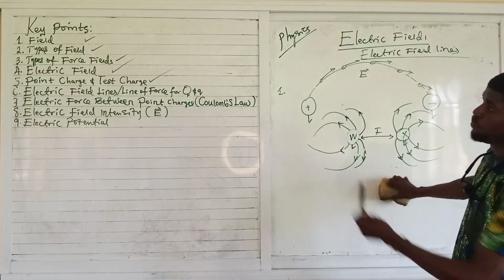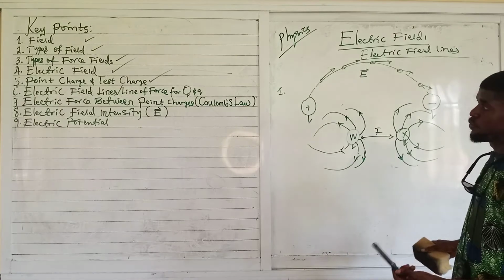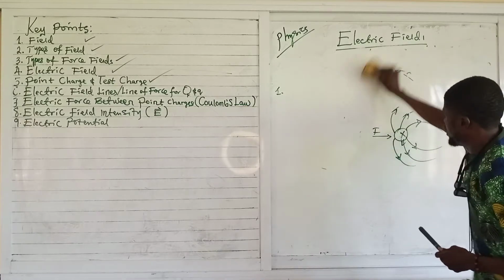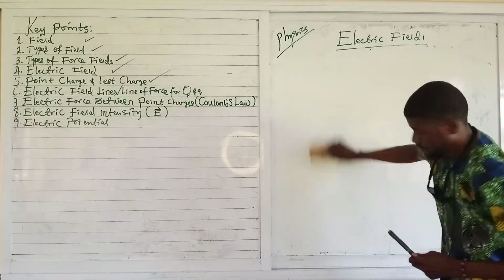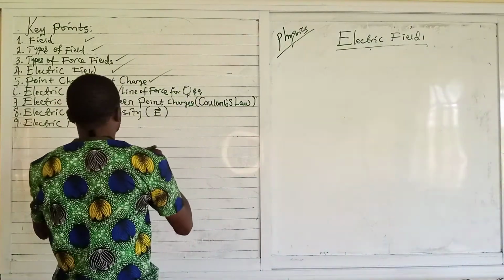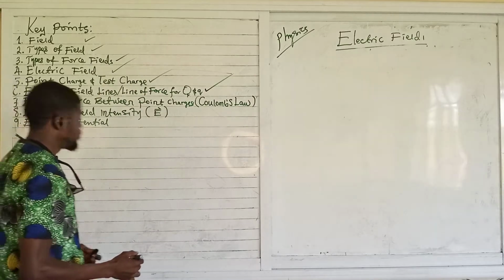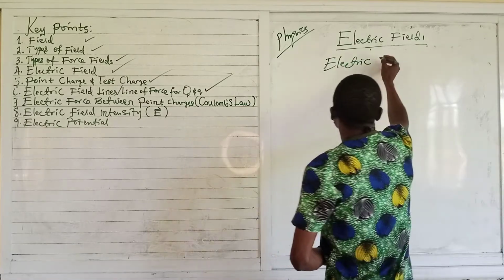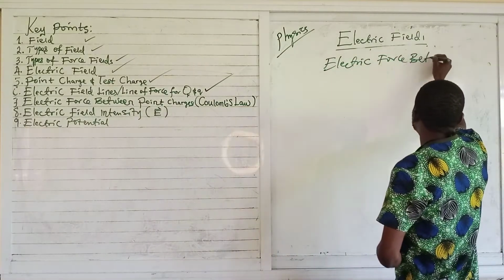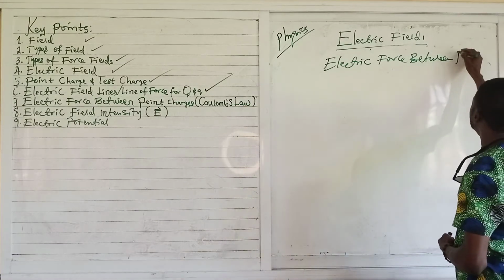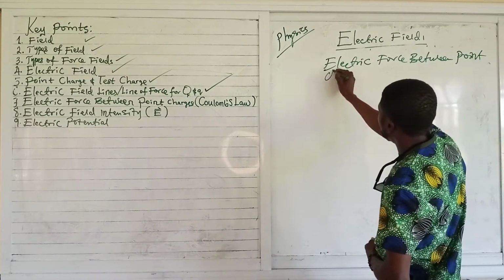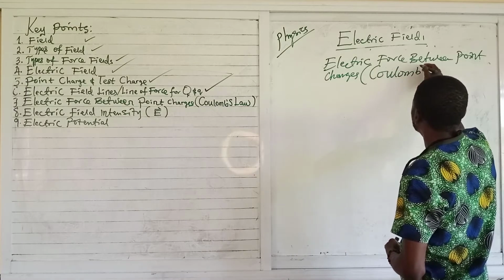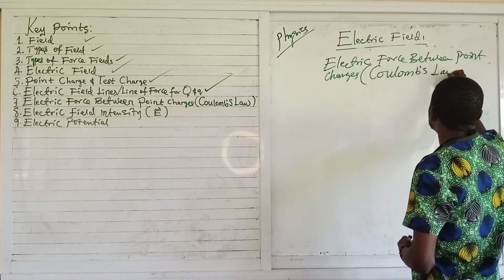So we are through with electric field lines of force for a point charge and a negative charge. We want to quickly look at the next subtopic, Coulomb's Law. So we are through with this. We want to look at Coulomb's Law. So write: electric force between point charges (Coulomb's law).